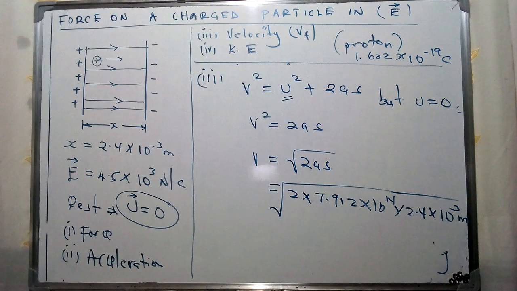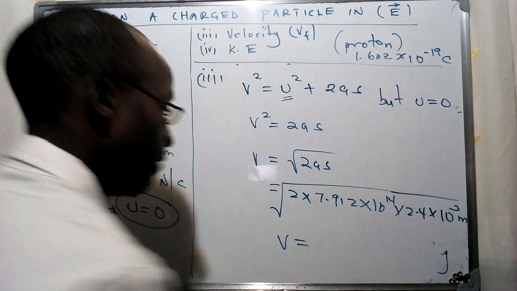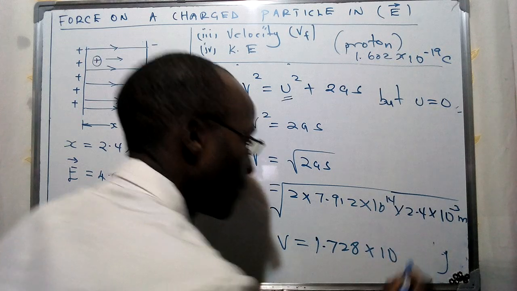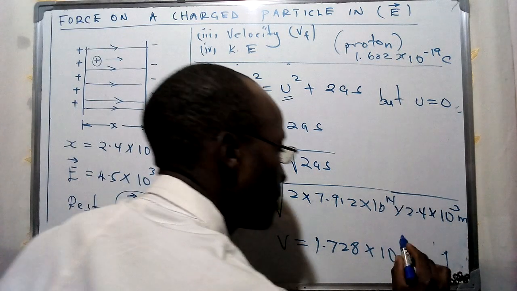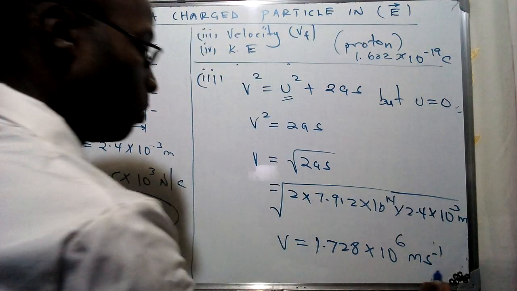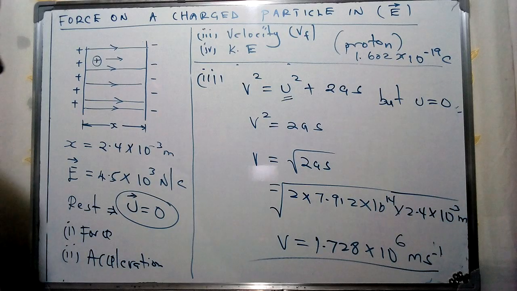So in this case, we're going to find the root of that. And from my end, I'm finding this velocity as 1.728 times 10 to the power 6 meters per second. So this is going to be the velocity with which this proton is going to strike the negative plate.